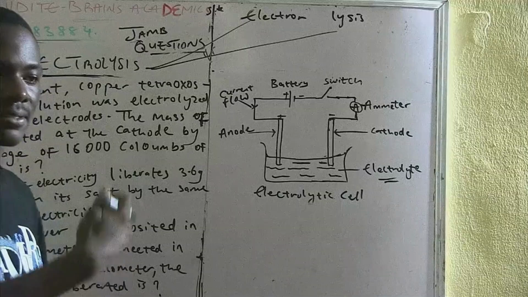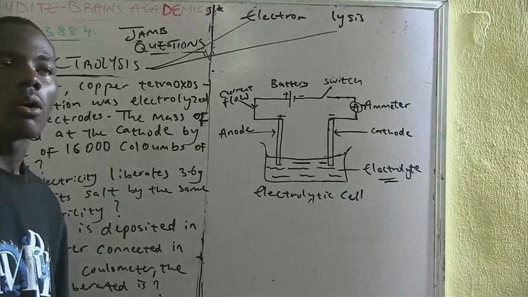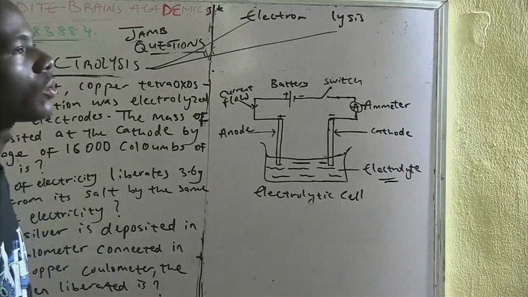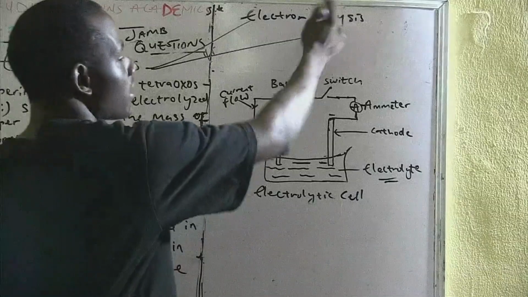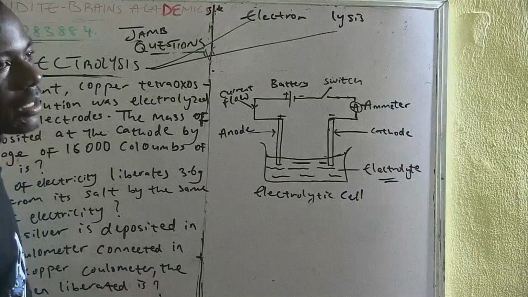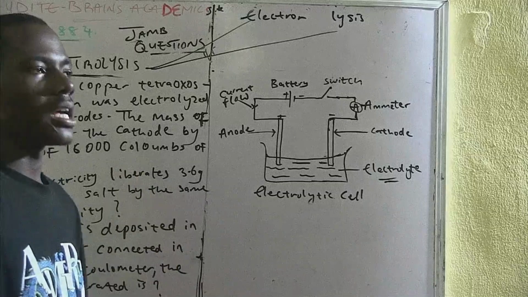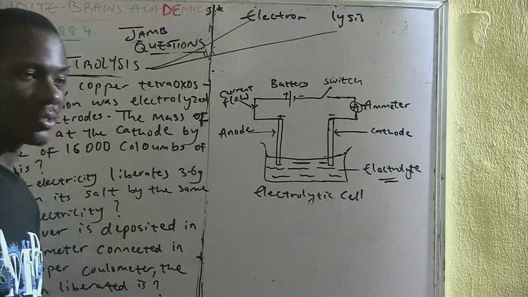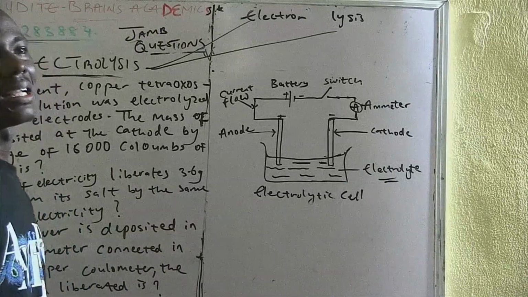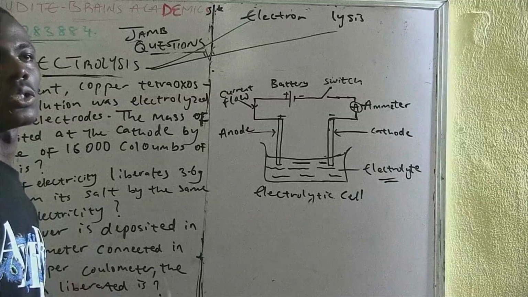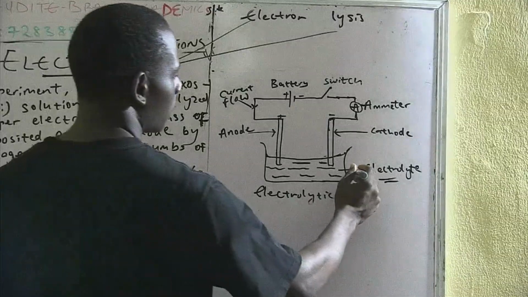that's electricity, or you say current. We are using current to break down. Lysis means to break. So electrolysis means you are using electric current to break down or to decompose certain substances known as electrolytes.